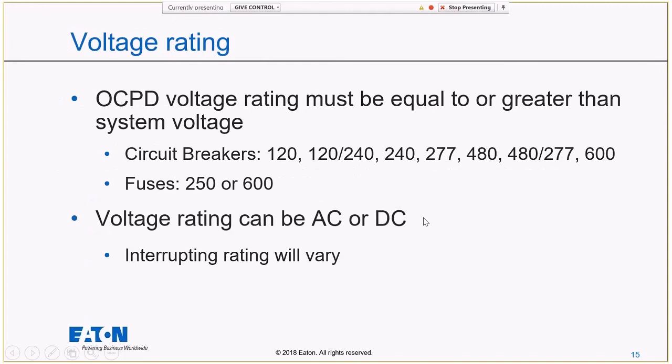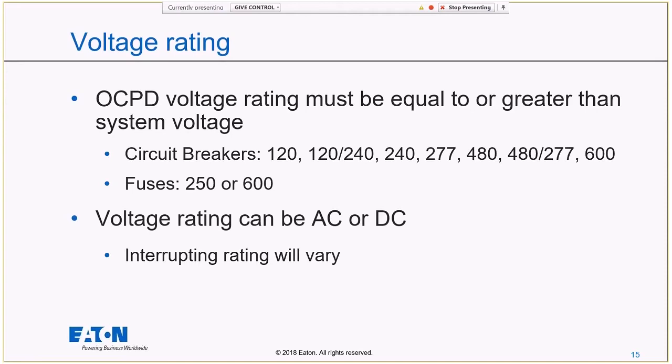So next up is voltage rating. The voltage rating of my overcurrent protective device. And when we talk about overcurrent protective devices, we're mostly just talking about the circuit breaker or the fuse. My overcurrent protective device voltage rating must be equal to or greater than the system voltage. That makes sense, right? As long as the voltage rating is greater than or equal to the system voltage, I can safely apply it.